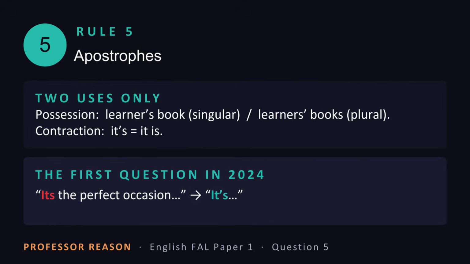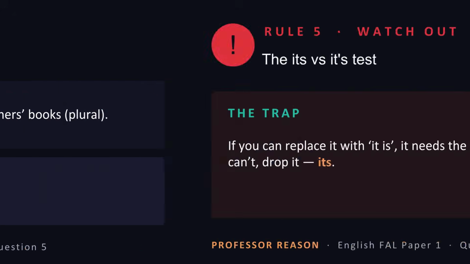Rule number 5. Apostrophes. 2 uses. Only 2. The first one is possession. The learner's book. That is singular. Apostrophe before the S. The learners' books. That is plural. After the S. The second use is contraction. It's equals it is.